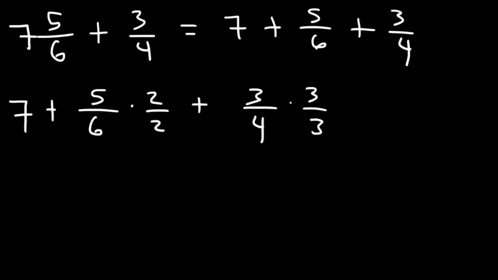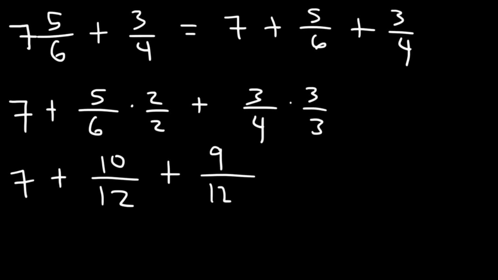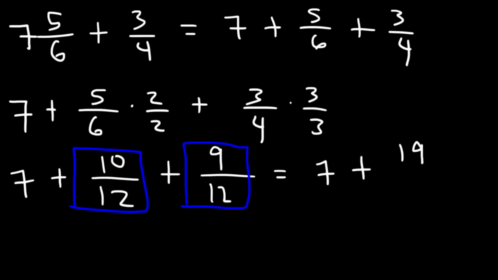If you're wondering how I'm getting these numbers, 12 divided by 6 is 2. So that's why I multiply that fraction by 2 over 2. 12 divided by 4 is 3. And that's why I multiply the second fraction by 3 over 3. Just in case you were wondering. 5 times 2 is 10, 6 times 2 is 12. 3 times 3 is 9, 4 times 3 is 12. So now we can add these two fractions. And so 10 plus 9, that's going to be 19.